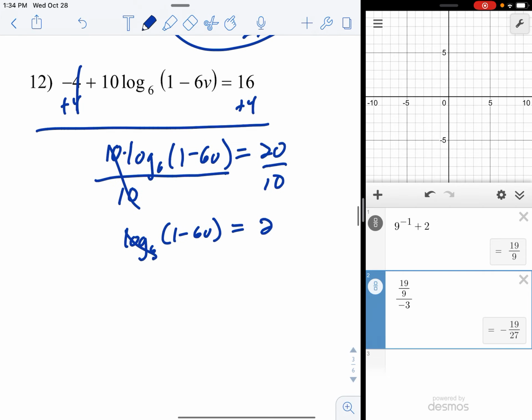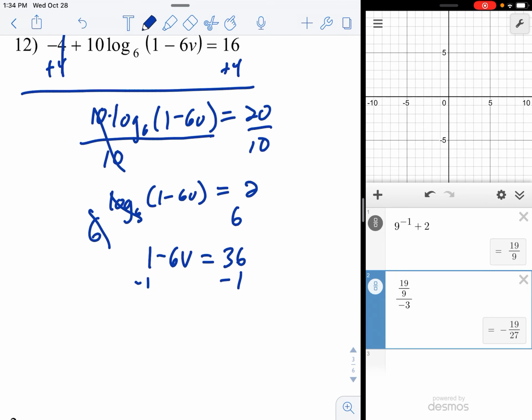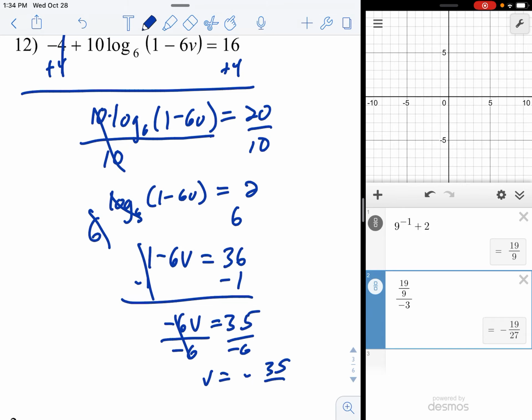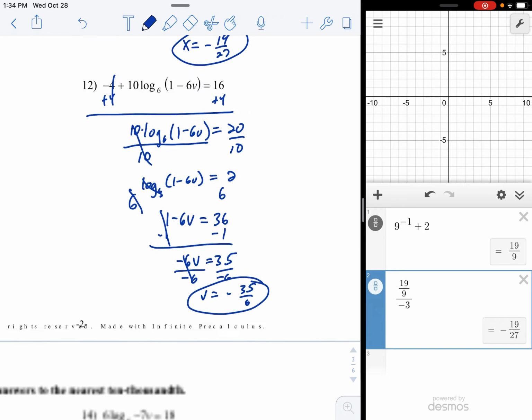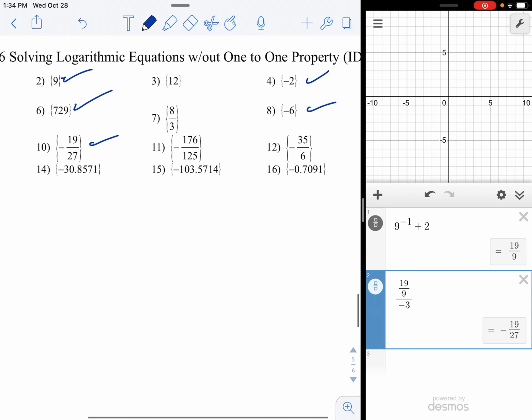To cancel out a logarithm whose base is 6, I have to drop a base 6. That'll cancel out. I get 1 minus 6v equals 6 squared. And I'm going to go ahead and make that a 36, because I know that. That's easy, 36. Minus 1, negative 6v equals 35. Divide by negative 6. And 35 is not divisible by 6, so I can just bring the negative out and call that good enough. Let's check. Negative 35/6, and there it is.